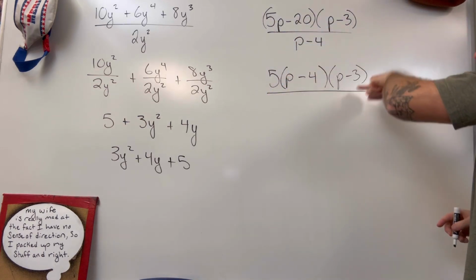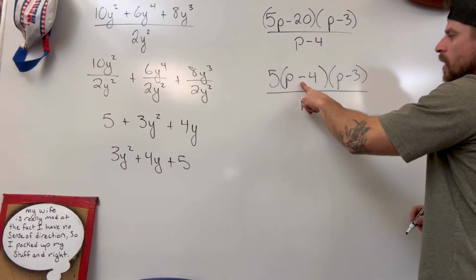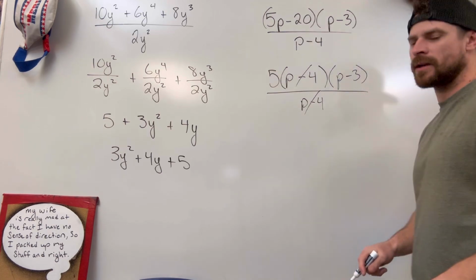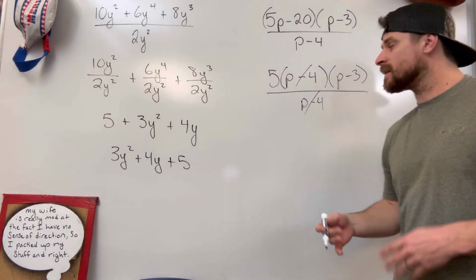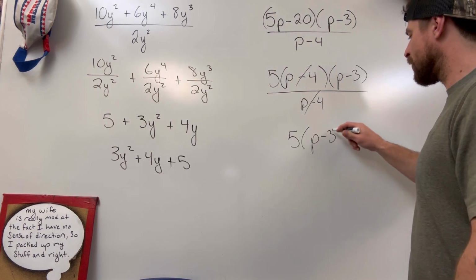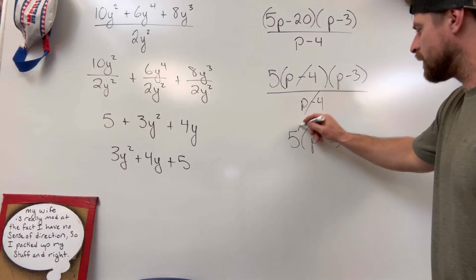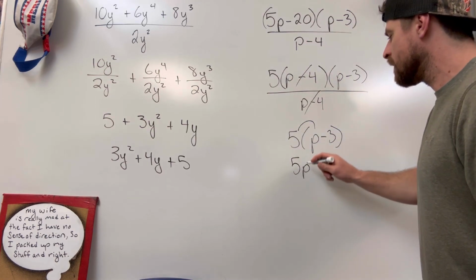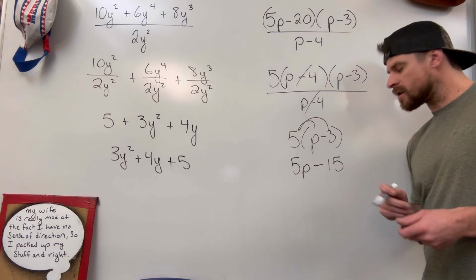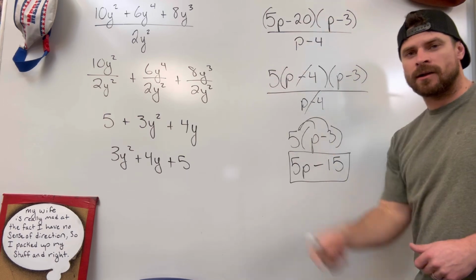So now we have this on top in the numerator. We still have p minus 4 in the denominator, but whoa, look, we've got matches that are going to cancel one another out, and all we have left in this expression is 5 times p minus 3. Now don't leave it like that. Do the distributive property and finish this problem. 5 times p gives you 5p. 5 times -3 gives you -15. And we've got ourselves a simplified expression after dividing all this out.